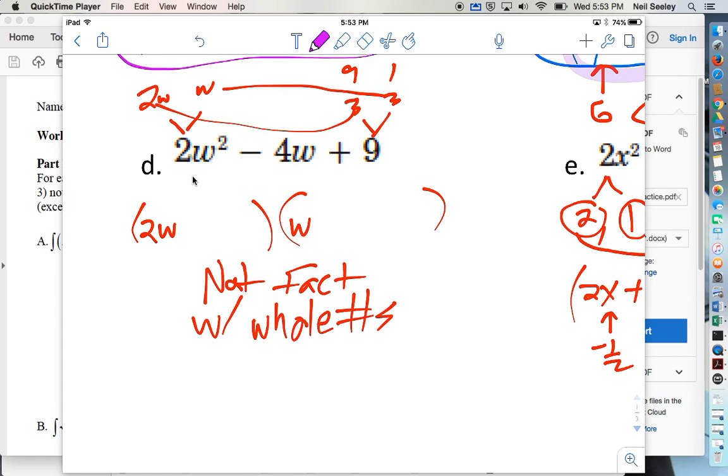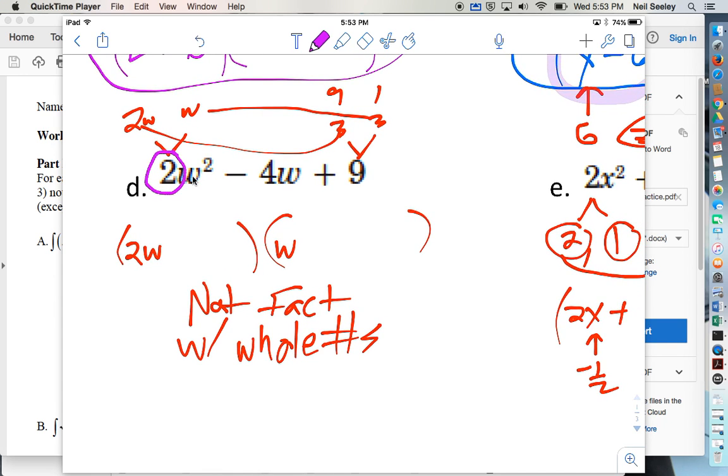What we have is a coefficient that isn't 1 on this, and we're looking for the factors of 2 and the factors of 9 that when we pair them in multiplication and then add them together, we're going to get negative 4. Well, 2w and w is the only way we're going to factor 2. The 9 is 3 and 3 or 9 and 1. You can use negative 3, negative 9, negative 1. You could go through all the combinations you want of how you'd multiply those factors together.